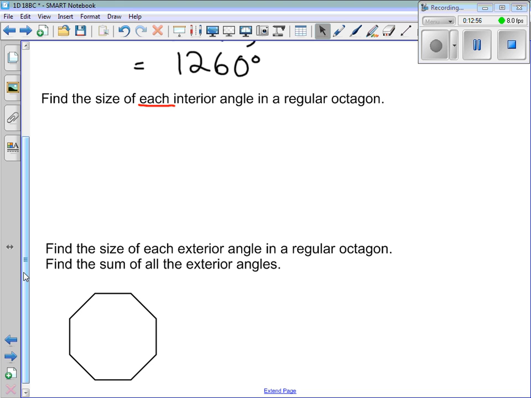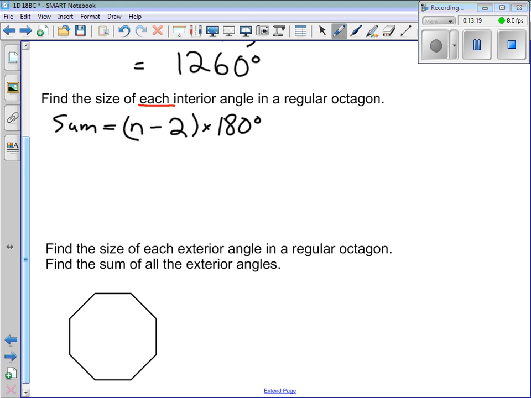Okay. So we want to find the size of each interior angle. We're going to start by finding the sum of the interior angles. And to do that, we're going to use our formula, n minus 2 times 180 degrees. All right, so what's our value of n here?